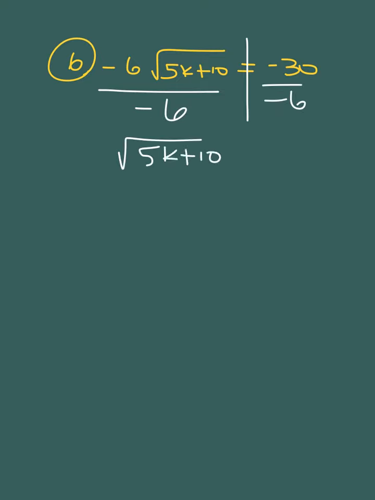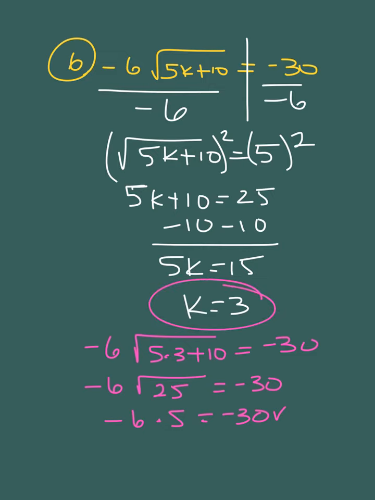So I have negative 6 times the square root of 5 times 3 plus 10 is equal to negative 30. This gives me negative 6. My radical is 5 times 3, which is 15, plus 10 gives me 25. So again, I have negative 6 times 5 is equal to negative 30, which is true. So I know my answer is k is equal to 3.